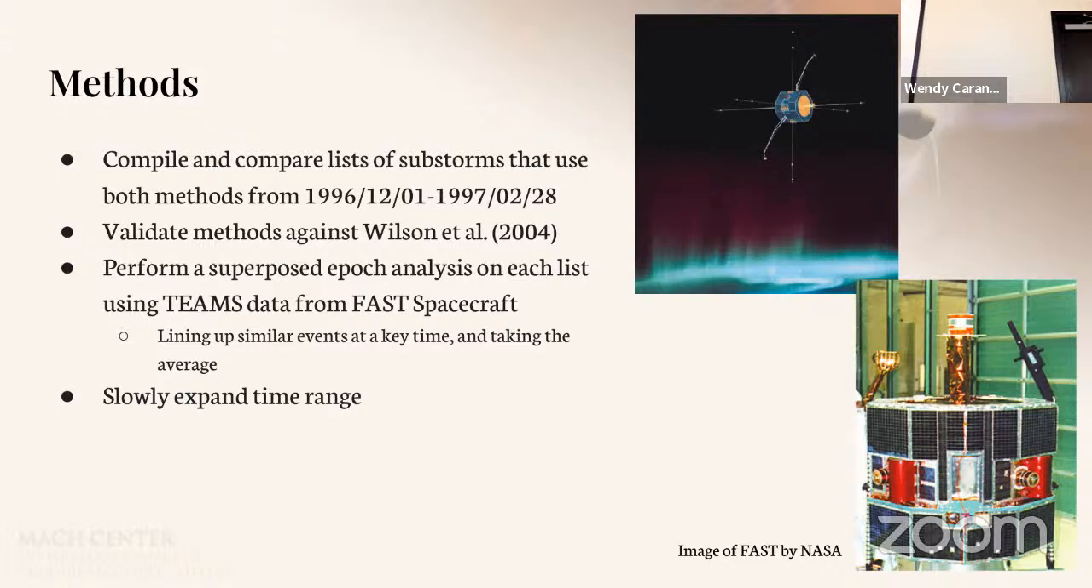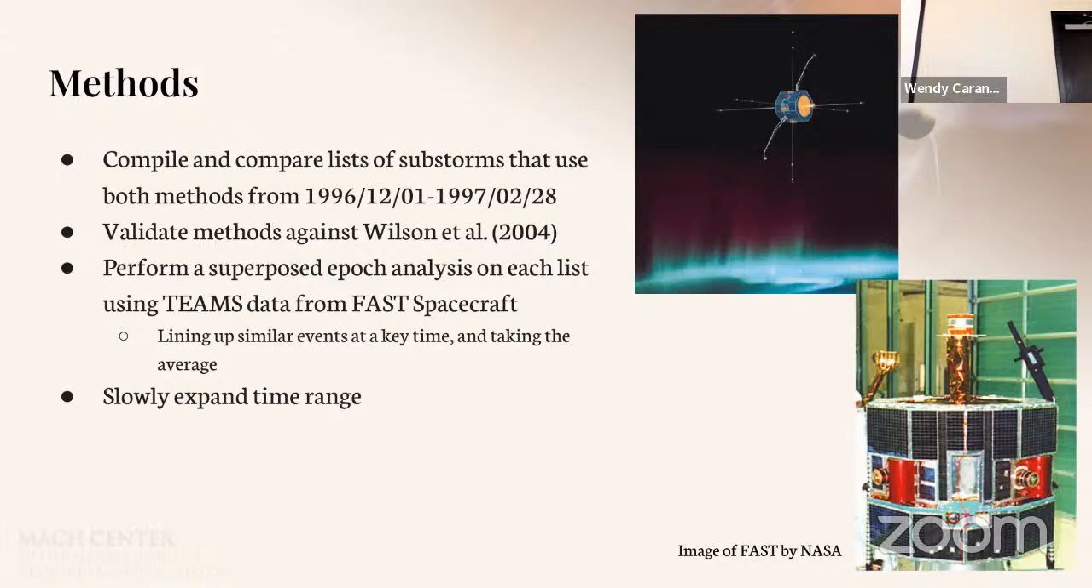Once I had all of those lists, I performed a superposed epoch analysis on each list using TEAMS data from the FAST spacecraft. A superposed epoch analysis is a technique where you line up similar events at a key time and then take the average. So I lined up auroral substorms from 30 minutes before their onset to 90 minutes after the onset, and then took the average of their ion outflow for that whole time.